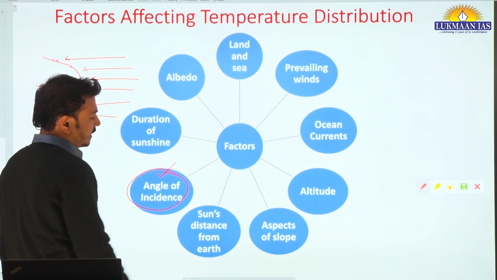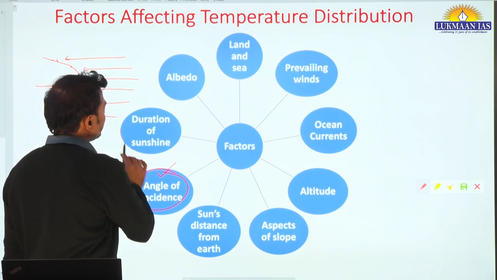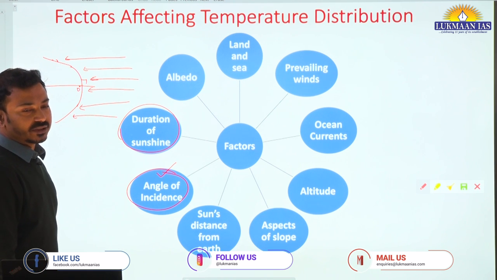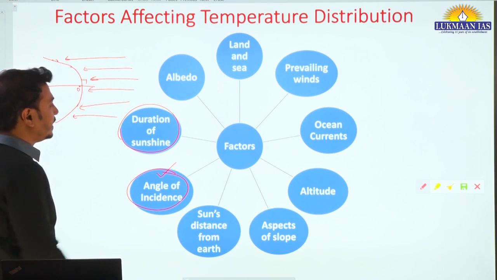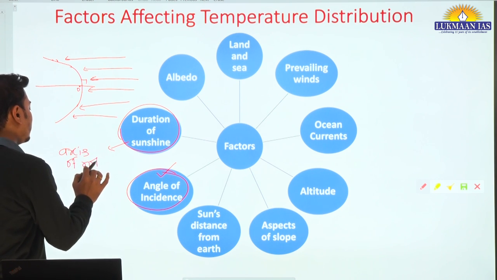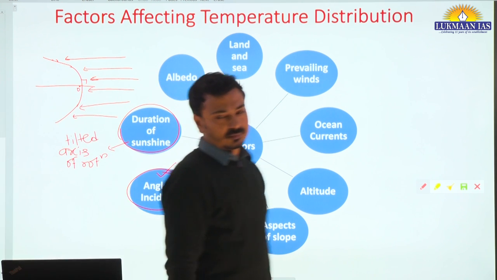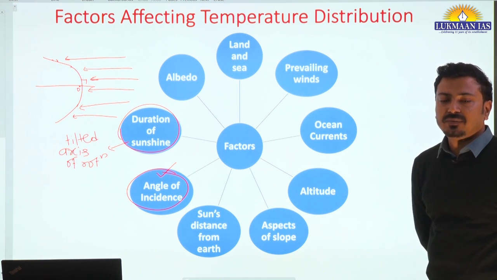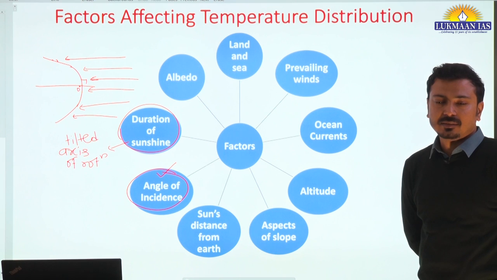Now the next factor is the duration of sunshine. This duration is influenced because of which reason? The reason is the tilted axis of rotation, and because of that we have seasons. One more reason is the revolution in an elliptical manner.